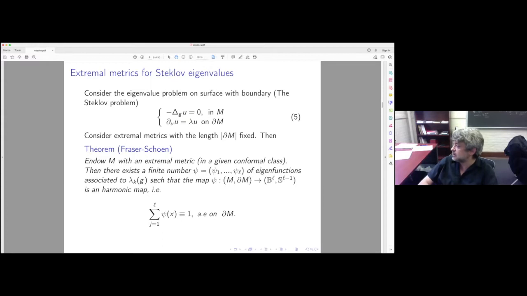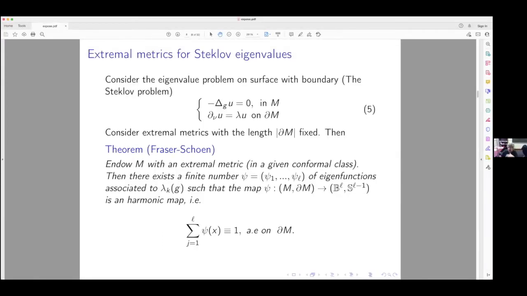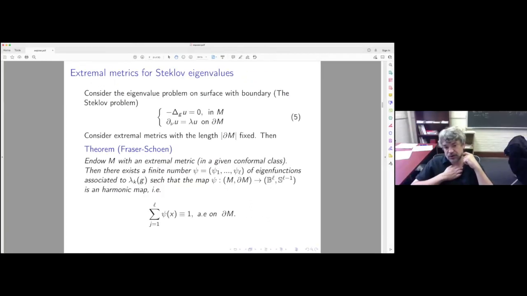But actually, there are also many problems in mathematical physics, for example in the theory of liquid crystals, or in crystal growth. It's a very natural boundary condition appearing in liquid crystals, for instance. So it's not just a mathematical game. This is what I wanted to mention.